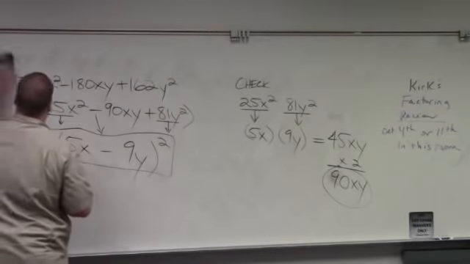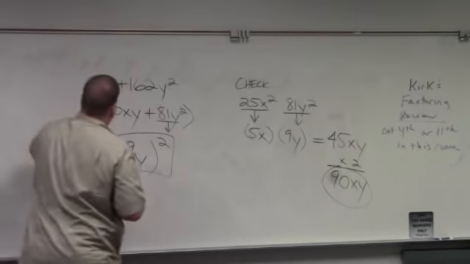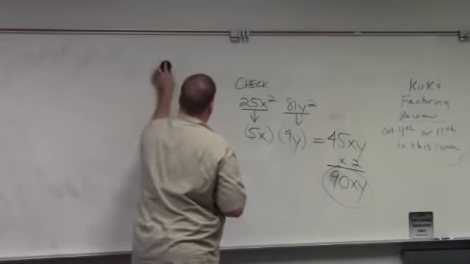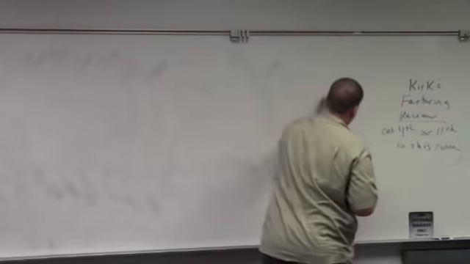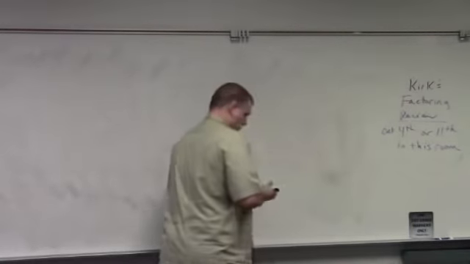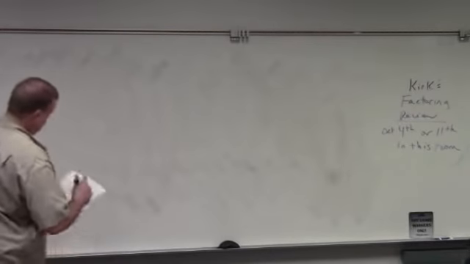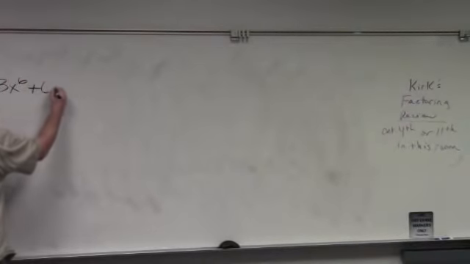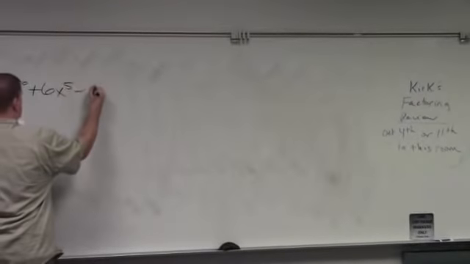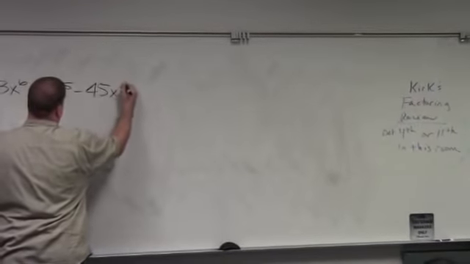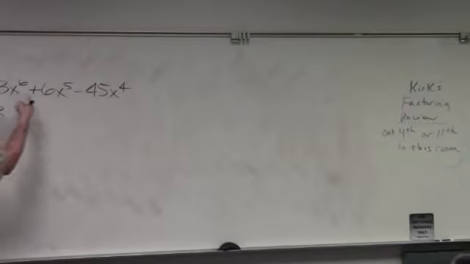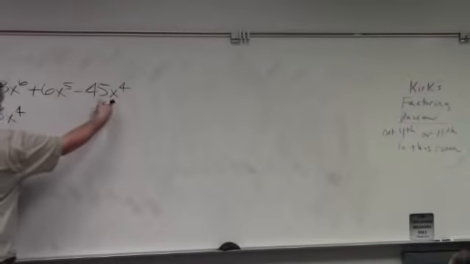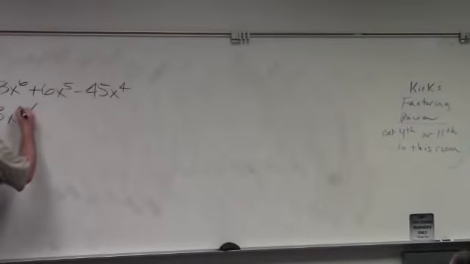14. Let's see. Is there a greatest common factor? 3x to the fourth? 3 can go into all three of those, and they all have at least x to the fourth. So let's take that out.